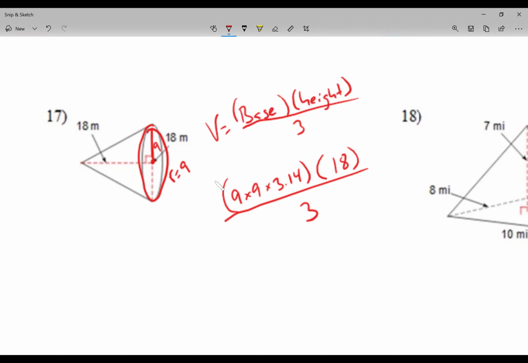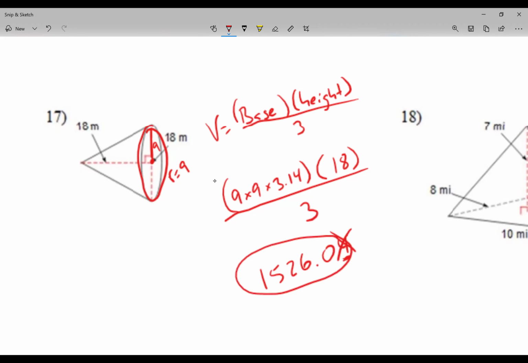I'm going to get 1,526.04. The second decimal number is too small, so I'm going to ignore it. So my answer will be 1,526.0. Now the 0.0 is optional. If you just write 1,526, you're good. If you write it 1,526.0, you're also good.